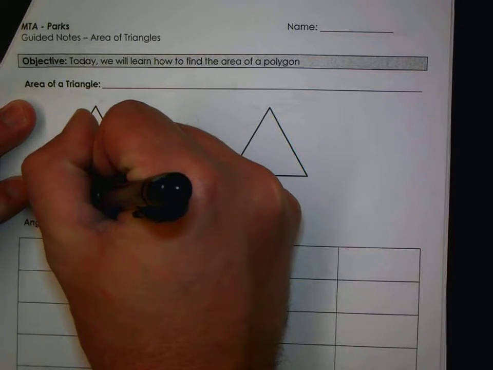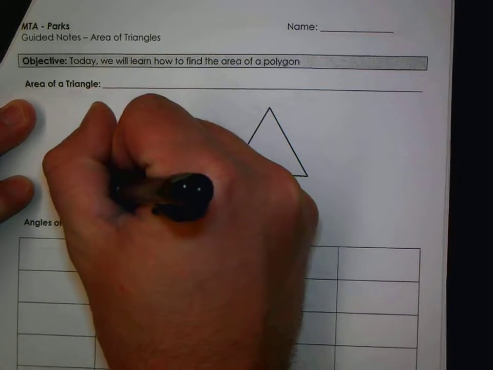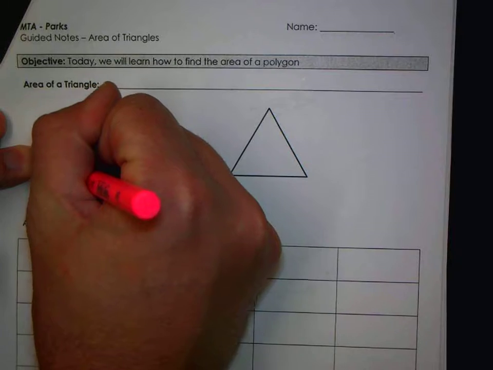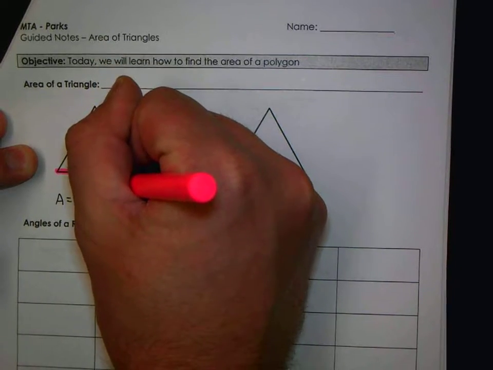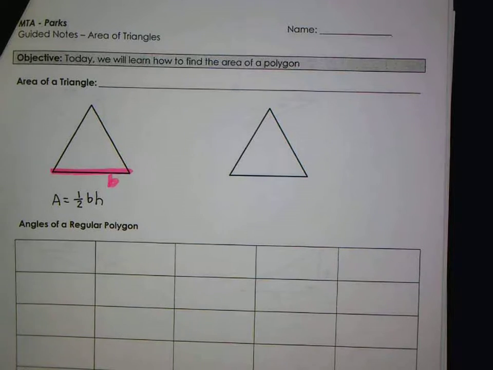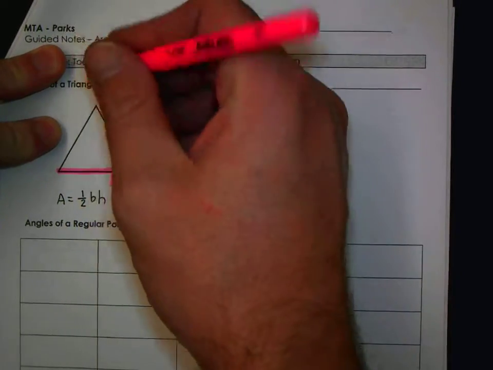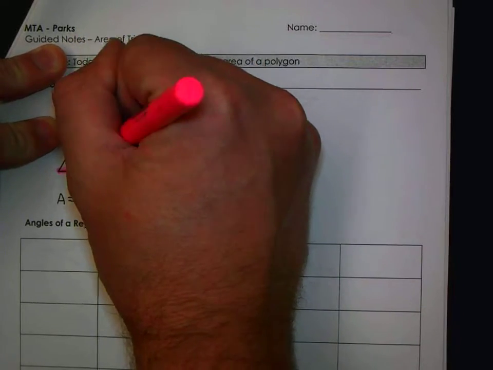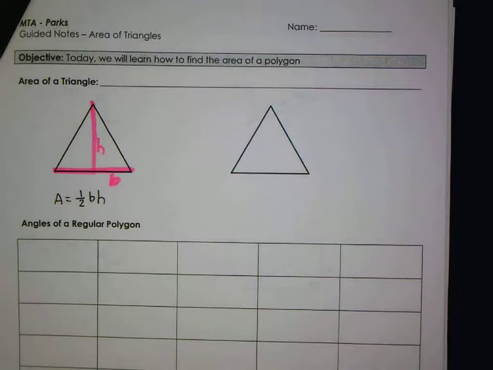Area equals 1/2 base times height. Base being the bottom, so in this example, this would be my base. If you need to rotate a triangle to make a different looking base, you can. And then height, you measure bottom up, so you would measure from the top down, and this would be your H. So it's 1/2 base times height.